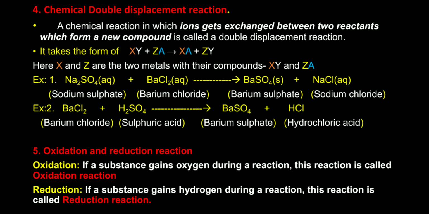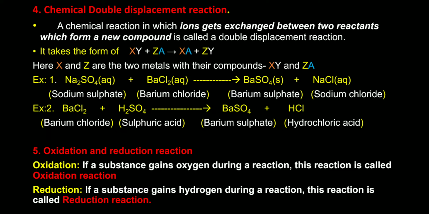Next, fourth reaction, chemical double displacement reaction. In this reaction, there is an exchange of the ions. Definition: it involves a chemical reaction in which ions get exchanged between the two reactants to form new compounds, called a double displacement reaction. It takes the general form XY plus ZA gives rise to XA plus ZY. Here XY is a compound, ZA is another compound. There is an exchange of the ions taking place.